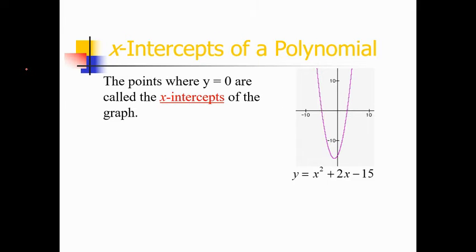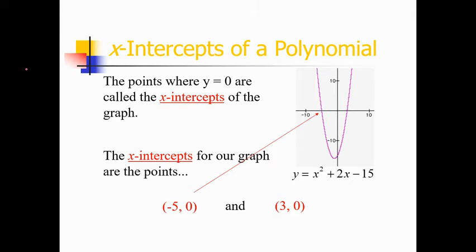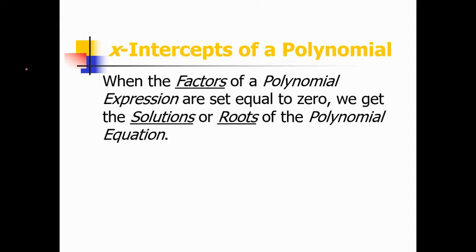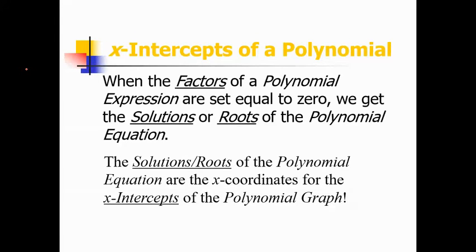Okay, the points where y equals 0 are called the x-intercepts of the graph. The x-intercepts for our graph are the points negative 5, 0 and 3, 0. Okay, when the factors of a polynomial expression are set equal to 0, we get the solutions or roots of the polynomial equation. The solutions, roots of the polynomial equation are the x-coordinates for the x-intercepts of the polynomial graph. So factors, roots, zeros.